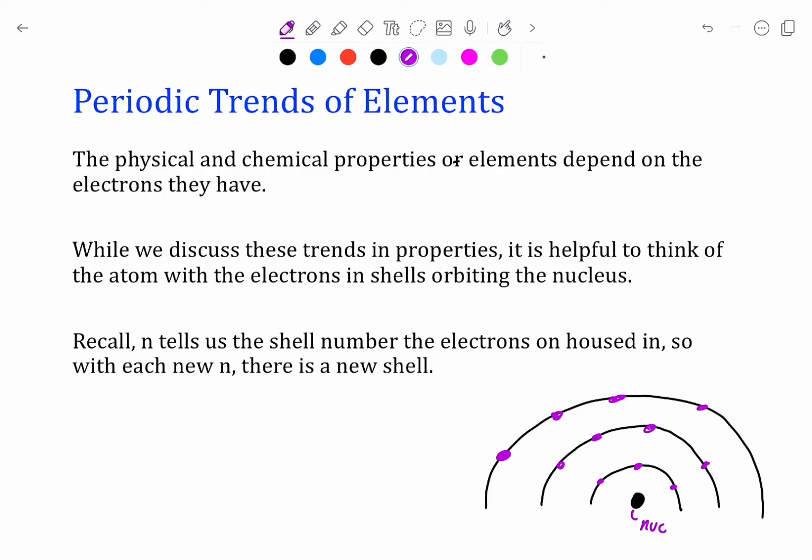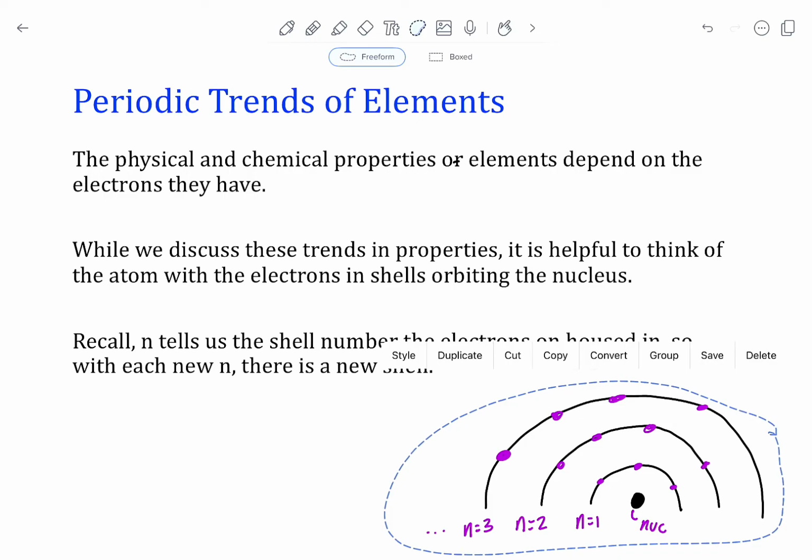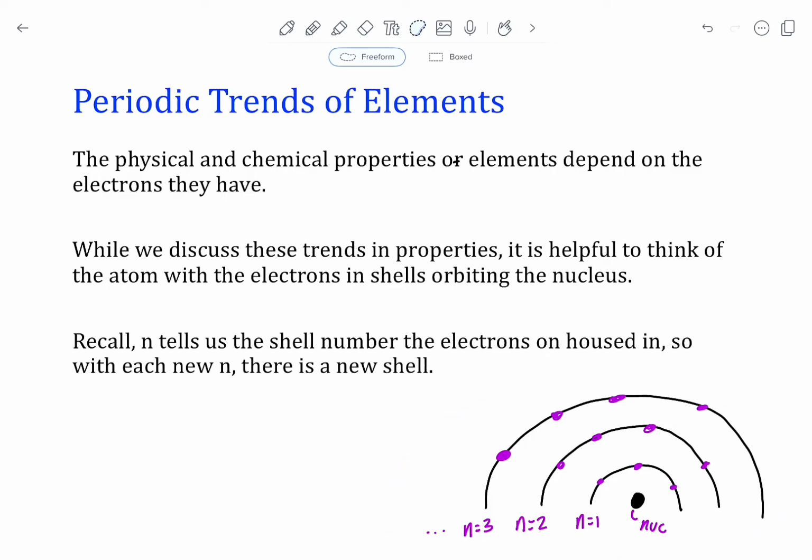Okay, and we have to remember that n is the shell number that the electrons are housed in. With each new n, there is a new shell. So this would be n equals 1, that's closest to our nucleus. n equals 2, which is one further away. n equals 3, and so on and so on. It goes further and further as you go further out and have more electrons. I'm just going to copy this in case we need it again in one of our slides.